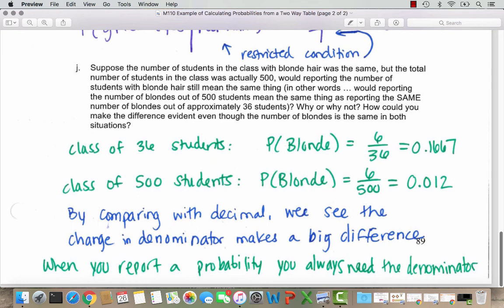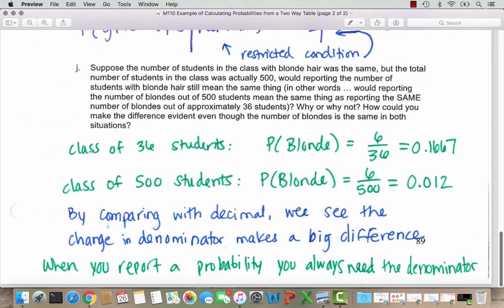So if we have a class of 36 students where 6 are blonde, the probability of being blonde is 6 out of 36. If we divide that as a decimal, it's 0.1667. Now, if we shift to a class of 500 students, but still only 6 are blonde, our probability that a student is blonde is 6 out of 500. If we divide, we get 0.012. So this is a big difference when we compare with a decimal. If we want to think about it as percents, that's a difference of 16.67% versus 1.2%.